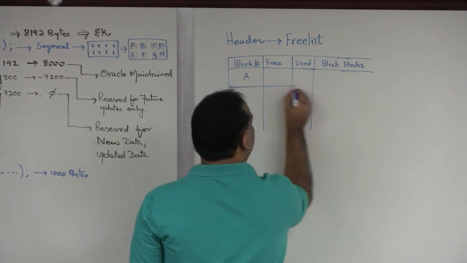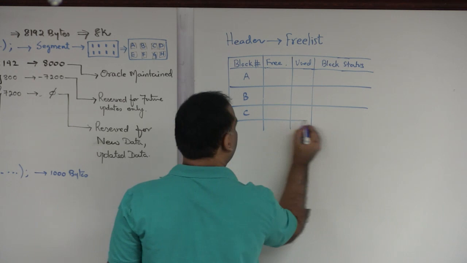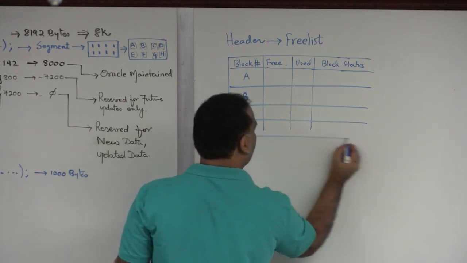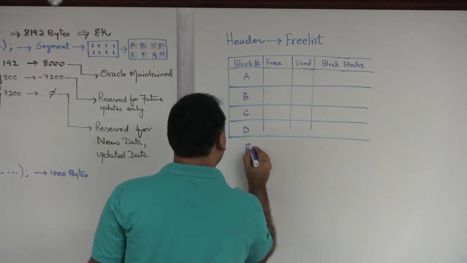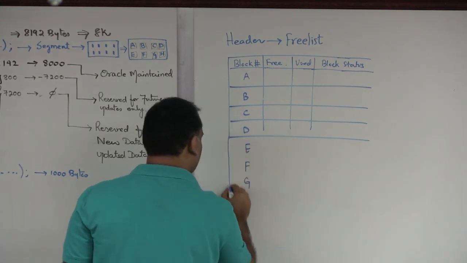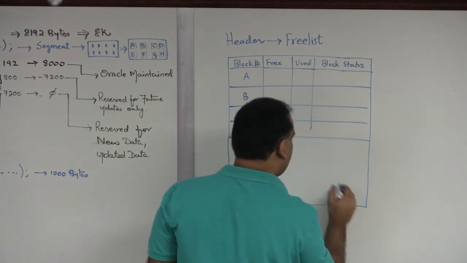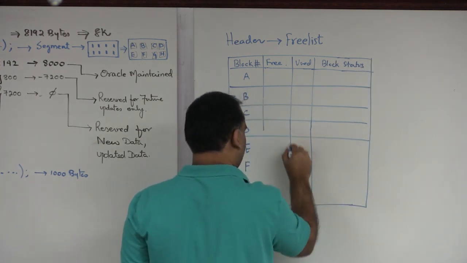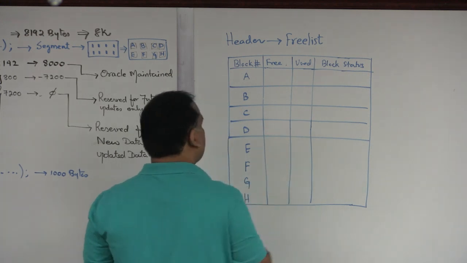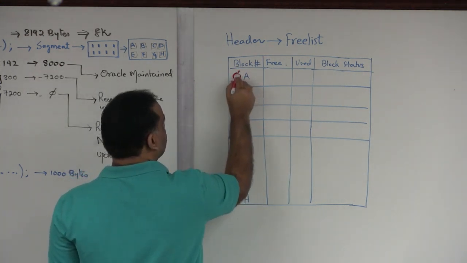Okay. So I have 8 different blocks: A, B, C, D, right? And then we have E, F, G, H. So for this particular extent, so far we have only 8 blocks. And can I say all these 8 blocks are part of extent 0?